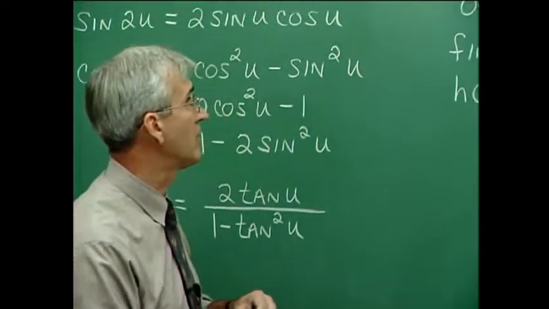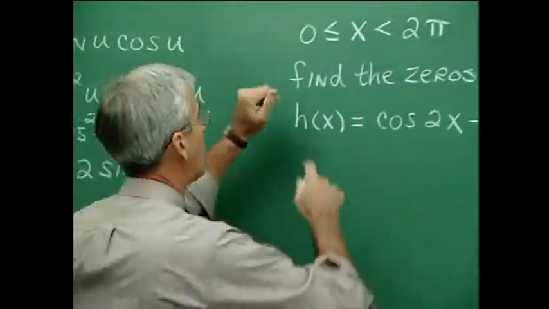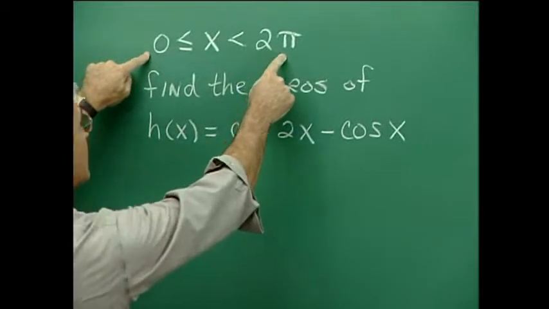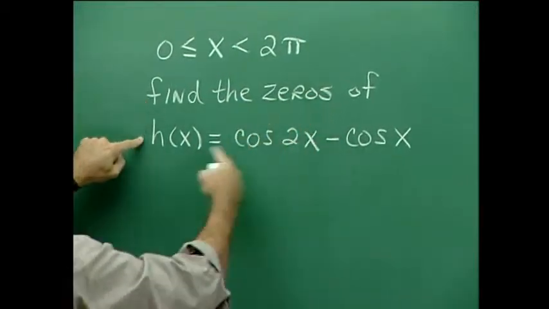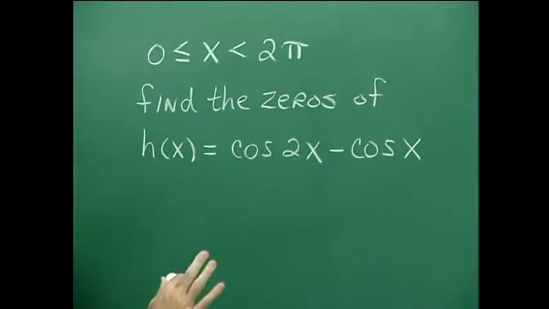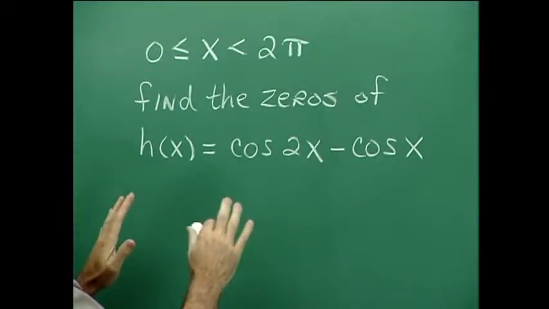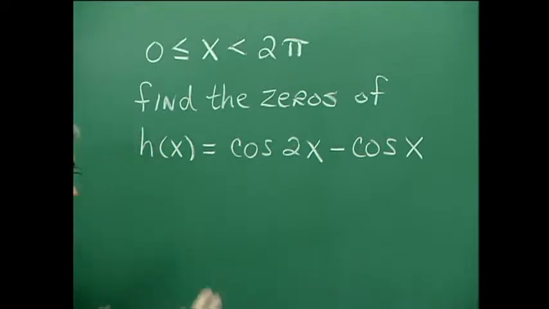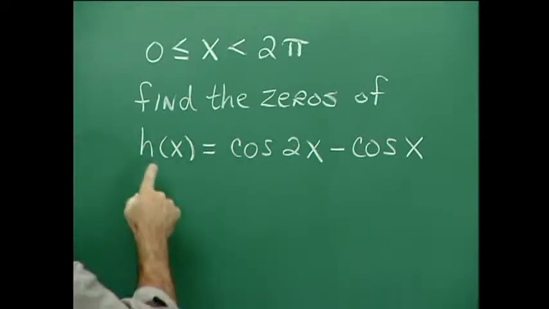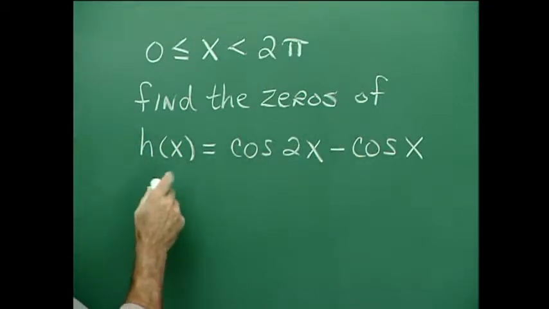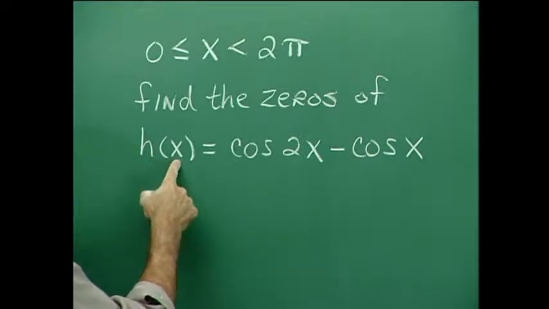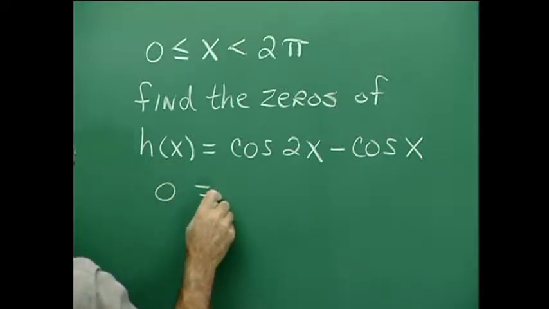Okay, consider this problem. Suppose we're talking about x in the interval from 0 to 2 pi, and we want to find the zeros of this function. Now the zeros, the place where the graph crosses the x-axis, zeros of factors, all of that comes into play here. For the zeros of this function, we just set h of x equal to 0 and solve this.